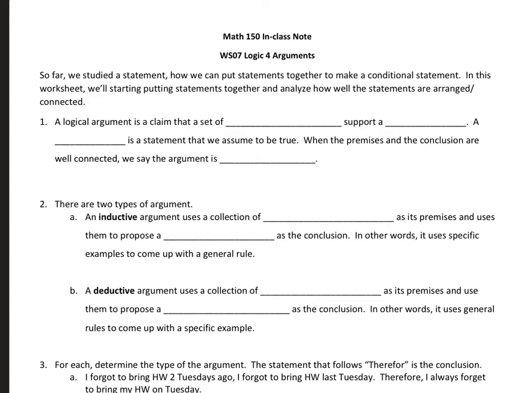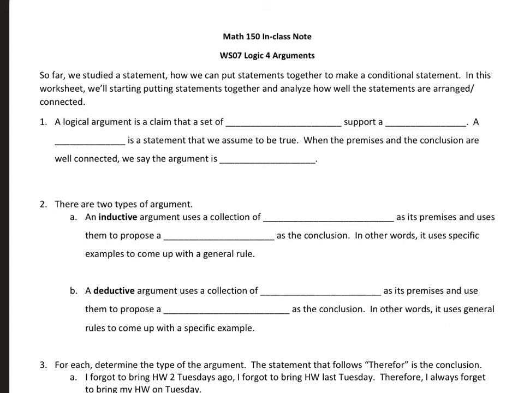Okay, we're gonna start worksheet number 7. It's about arguments. So far in the previous worksheet, we studied statements and how we can put statements together to make conditional statements. In this worksheet, we're gonna start putting statements together and analyze how well these statements are arranged and connected. So it's kind of an extension of what we did previously. All right, so logical argument. This is the title of our worksheet.